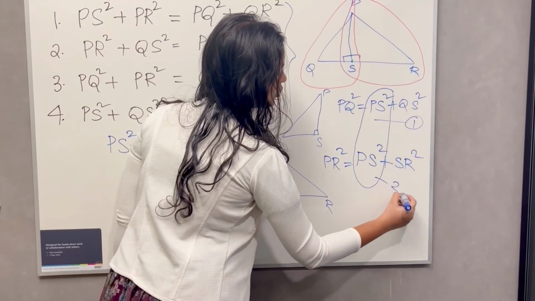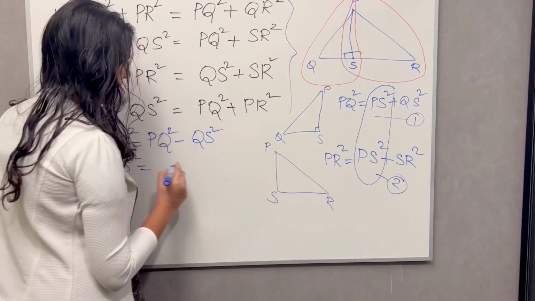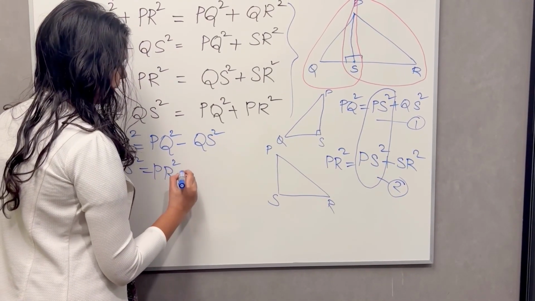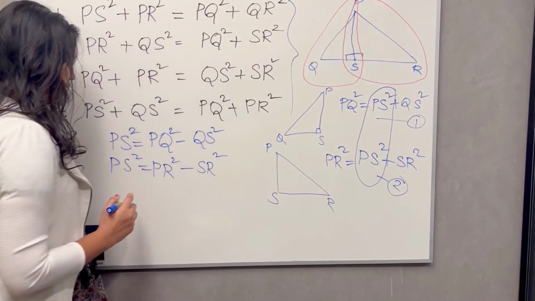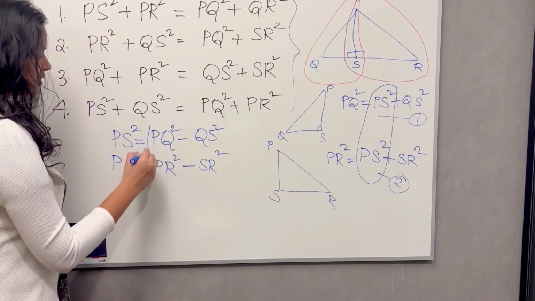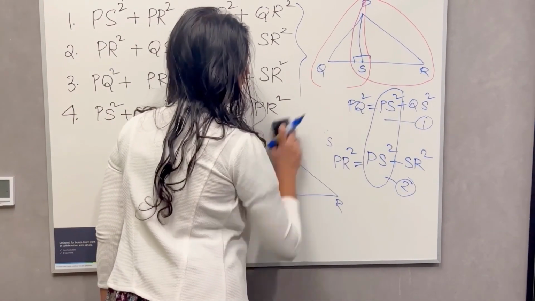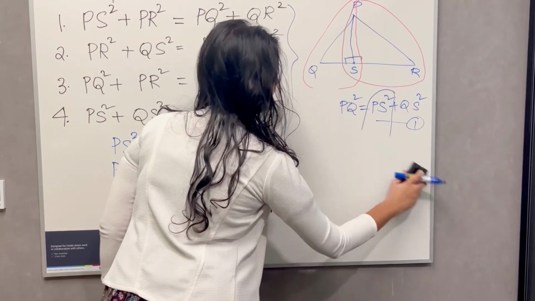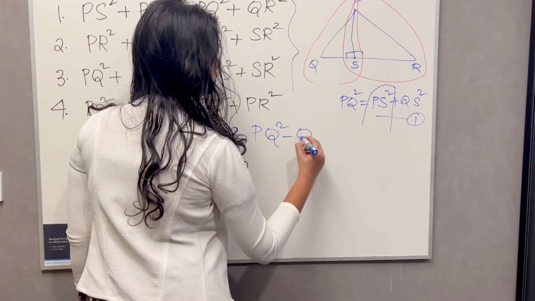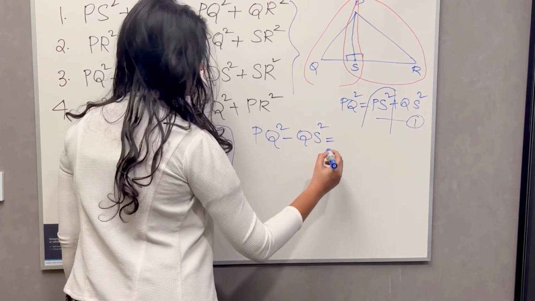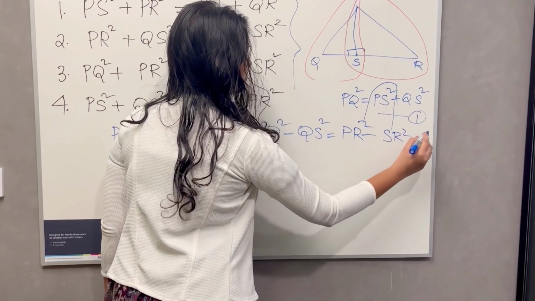From equation 2, PS square equals PR square minus SR square. So we can equate these two because PS is common. So how do we equate and what do we get? That is PQ square minus QS square equals PR square minus SR square.